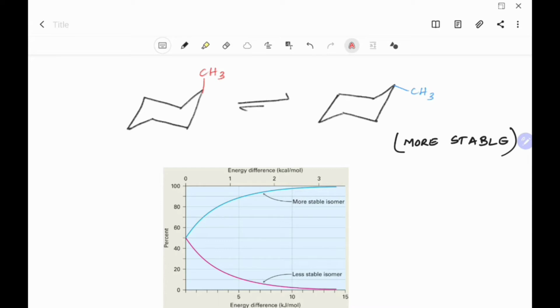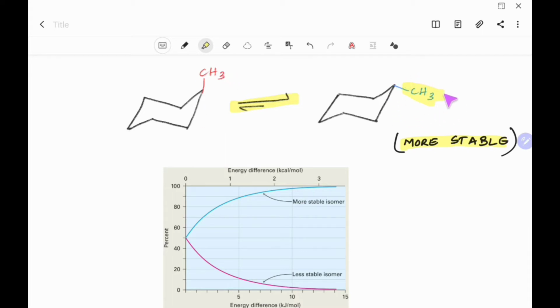So because of this equilibrium for the ring flip between the CH3 group in axial position and the equatorial position, ideally you expect them to be present 50-50, but since equatorial substituents are more stable, the equilibrium tends to shift towards the right hand side in this example. So energetically speaking, it is more favorable to have the more stable conformation. So with time, all the axial conformations will convert to equatorial conformations.